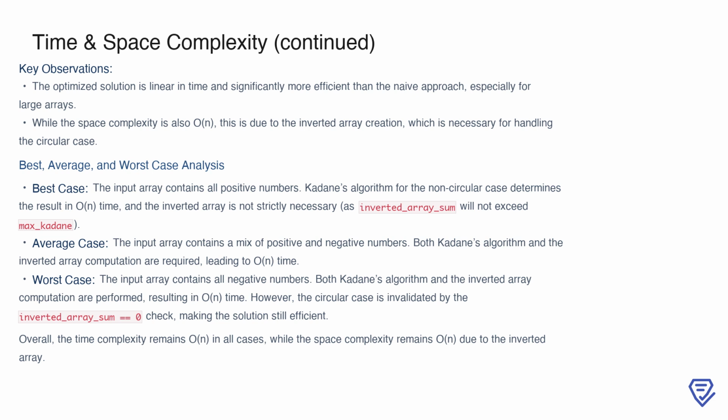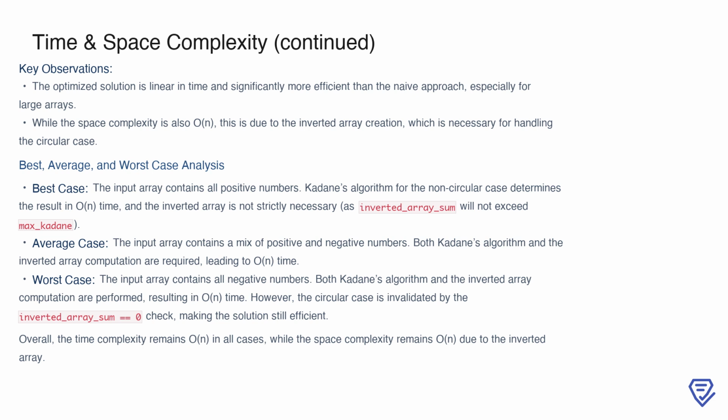In the best case, where the array contains only positive numbers, Kadane's algorithm is sufficient to determine the result in O(n), and the inverted array isn't strictly needed. For the average case, where the array contains a mix of positive and negative numbers, both Kadane's algorithm and the inverted array computation are required, still resulting in O(n) time.